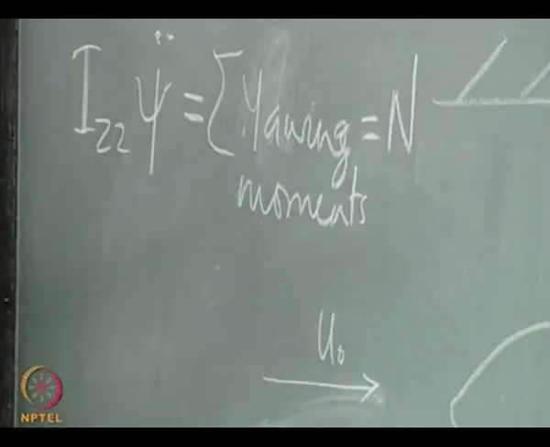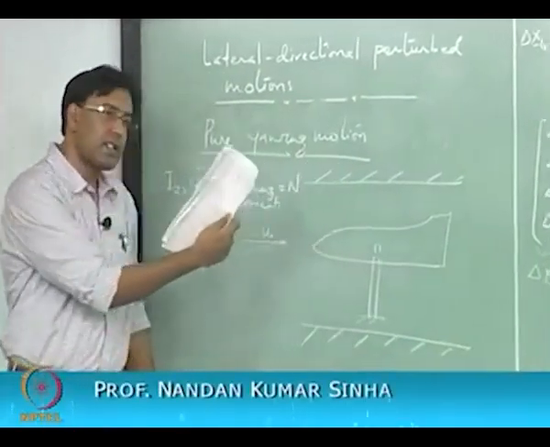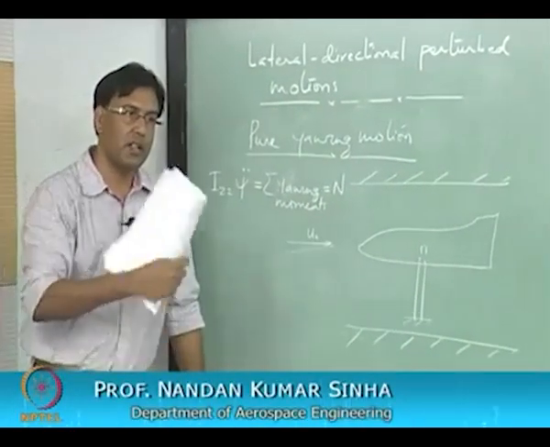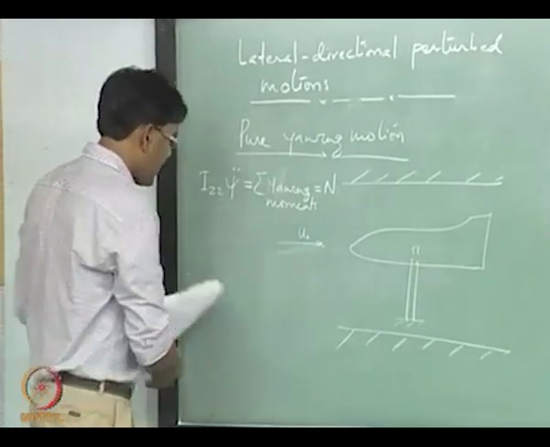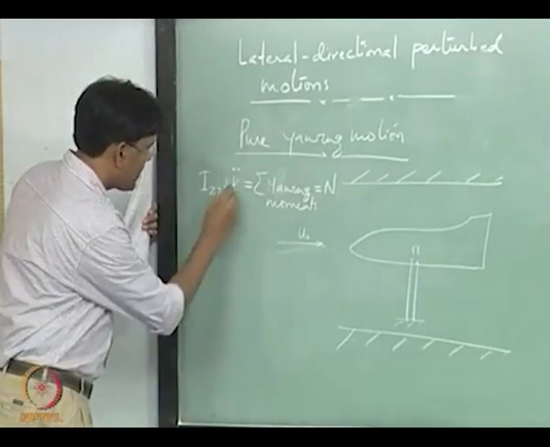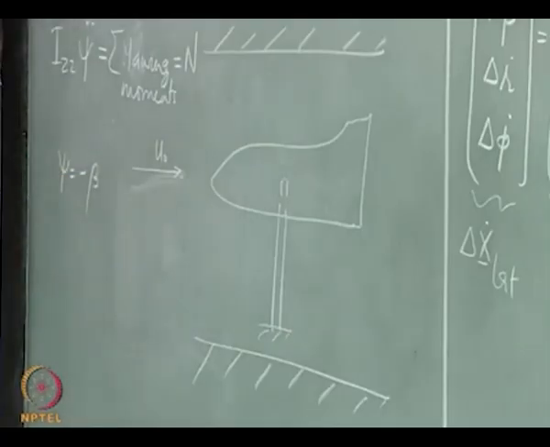Okay, let us again repeat the procedure. We have to linearize this, right. So, we are assuming that again the aircraft axes are aligned with the fixed frame of reference. So, that this psi is also minus beta.